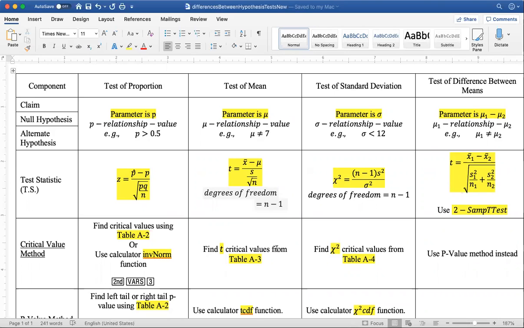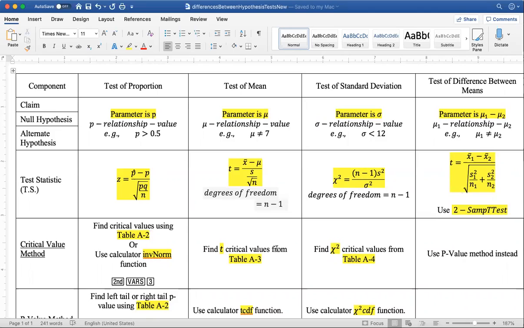The only difference then in the first step is, what is the parameter? For a test of proportion, the parameter is p. For a test of the mean, the parameter is mu. For a test of standard deviation, the parameter is sigma. For a test of difference between means, the parameter is mu1 minus mu2.